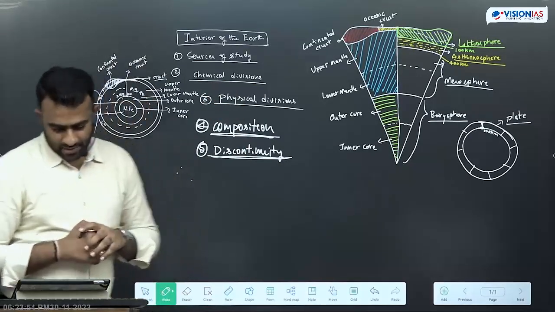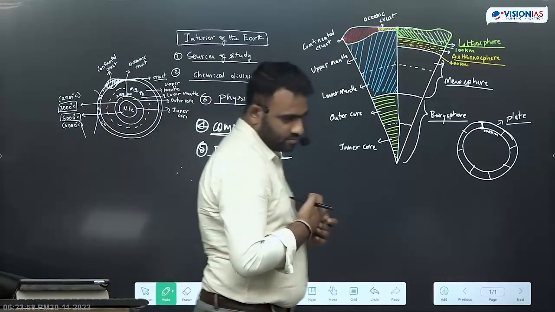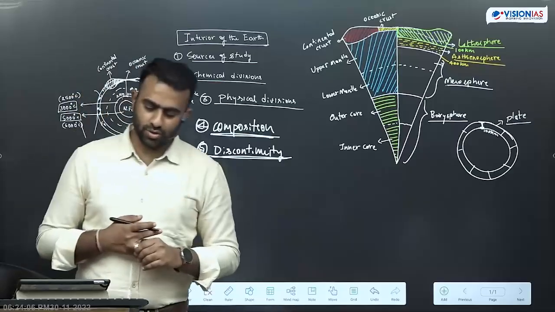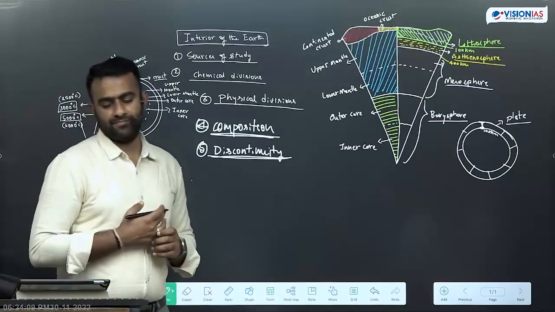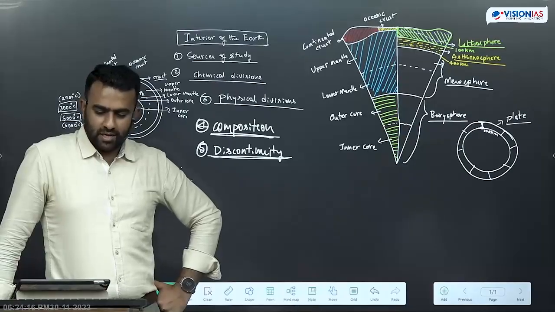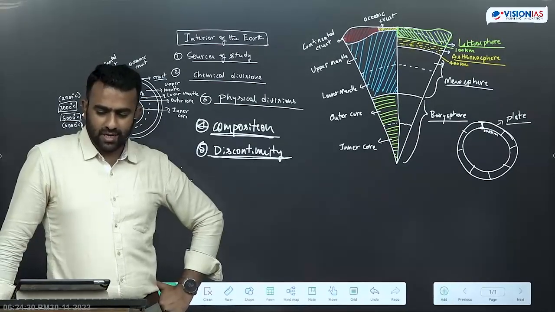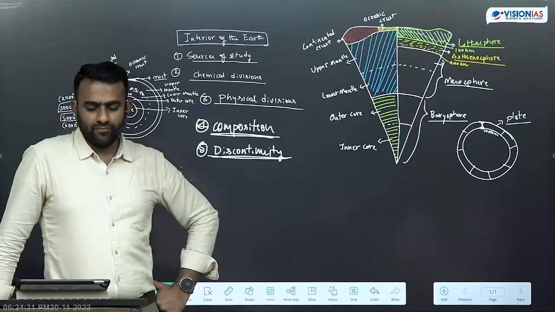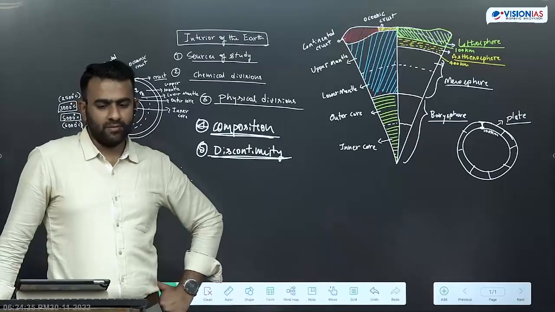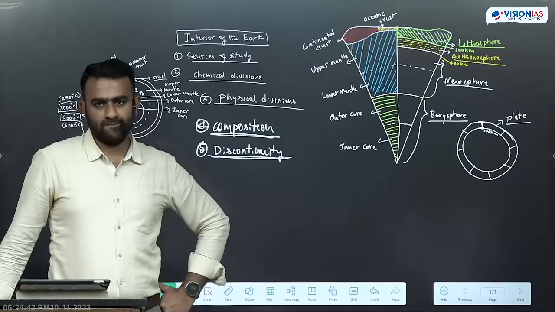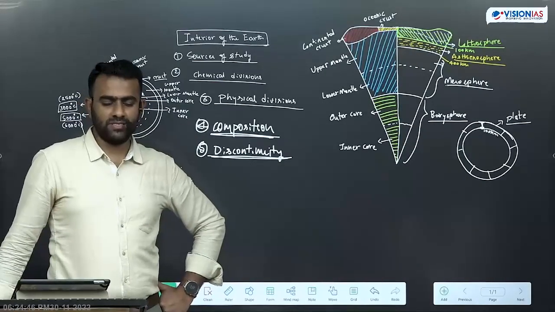Okay, write the definition. It is a transition zone between different layers of Earth's interior with differing physical and chemical characteristics.